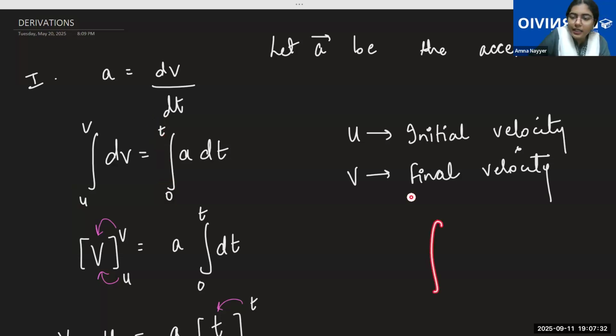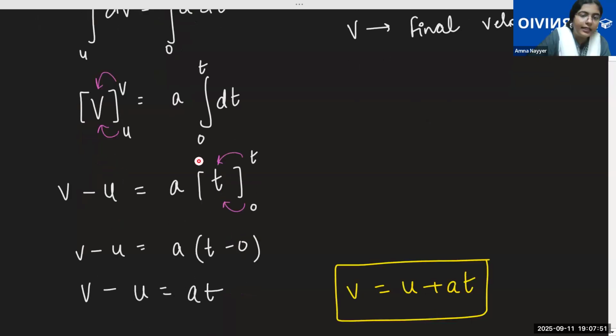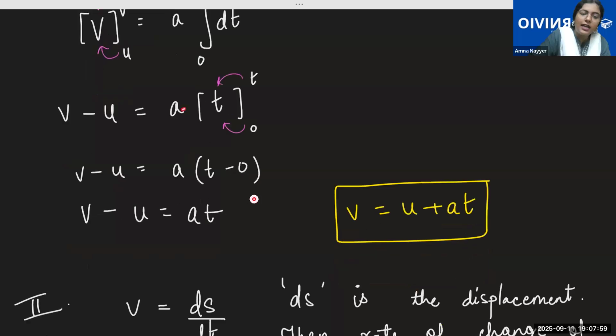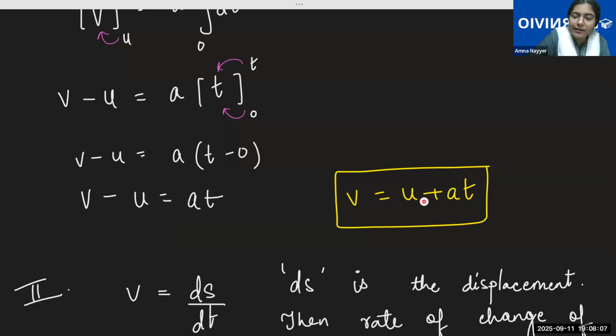Now, remember, the integral of dv is v only. The integral of dv is v, velocity. So you put the limit as v from u to v. Now, acceleration is the constant term. We discussed yesterday that acceleration comes out of it. So integral dt from 0 to t. Now, put the upper limit. v minus u is equal to a times t minus 0. So that gives v minus u is equal to at. Shifted here, v is equal to u plus at. Clear?